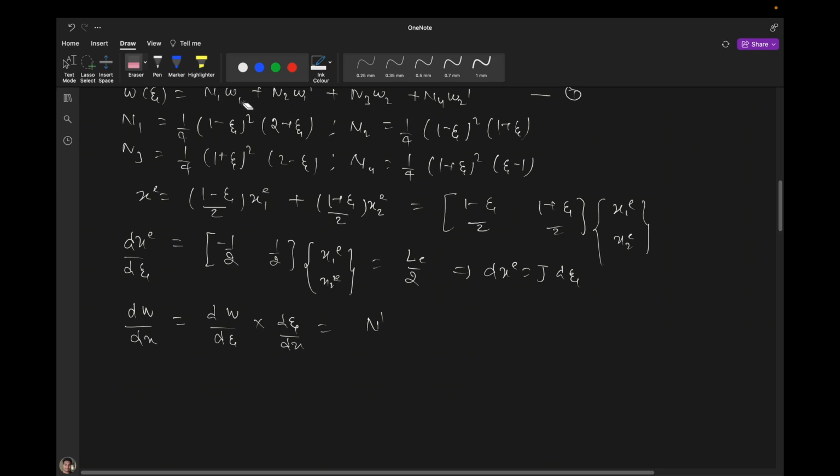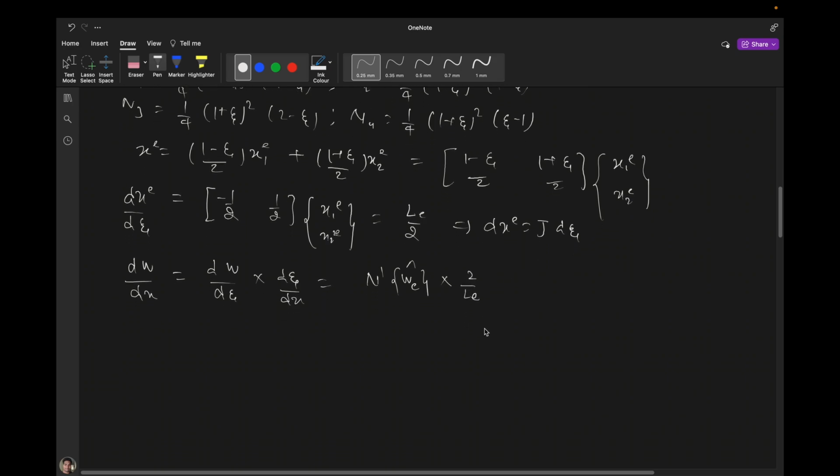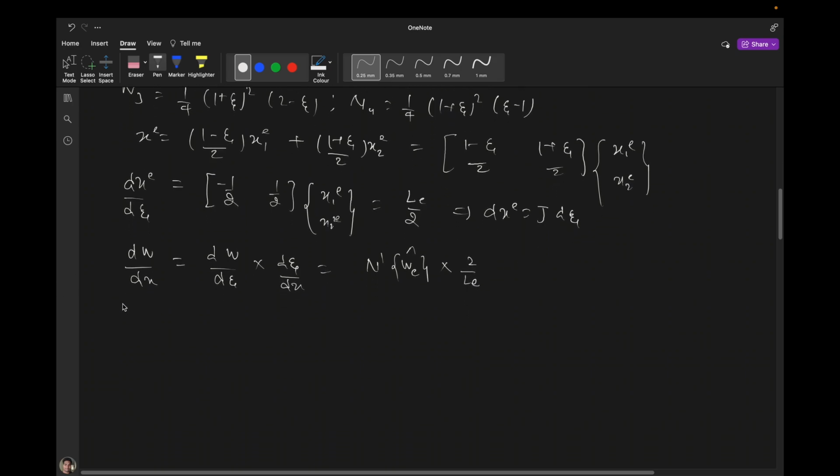Here N dash times the w nodal coordinate, so we will write it as w e hat, into del zeta by del x, and that is nothing but J, so I can write 2 by l e. Since it is a first derivative, now we have to write the second derivative.